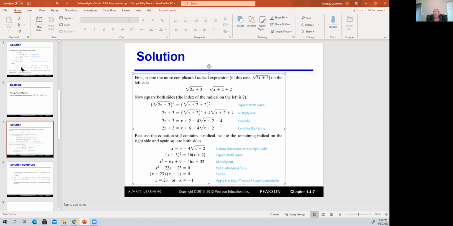So I wanted to point that out, but like I said, all the problems that you're going to be responsible for that you're solving for x will just have a single square root. So this ends the recorded lectures for section 1.4, which is solving radical equations.